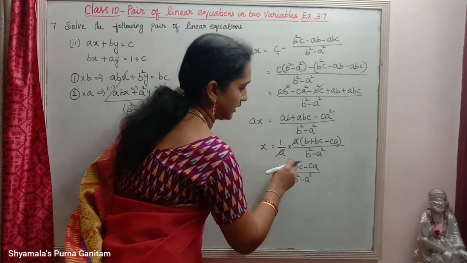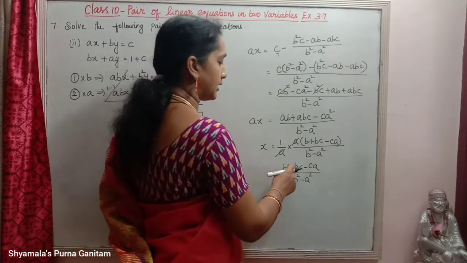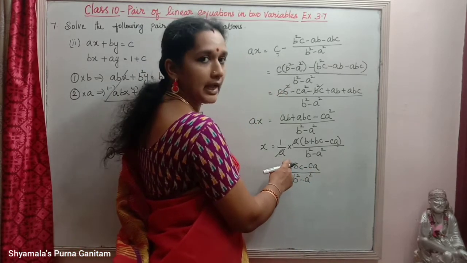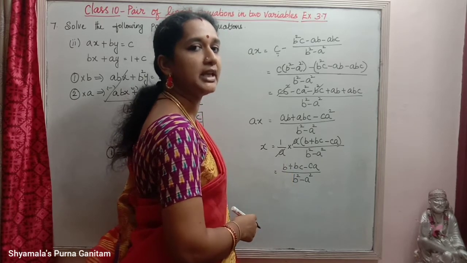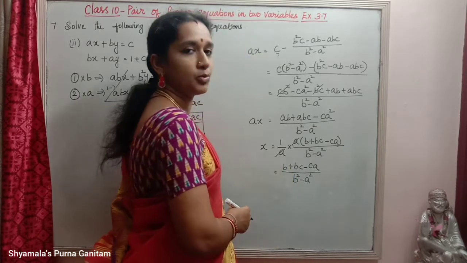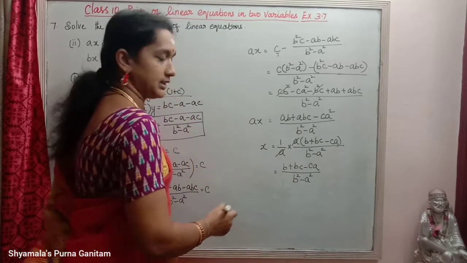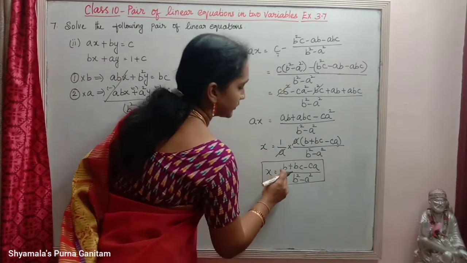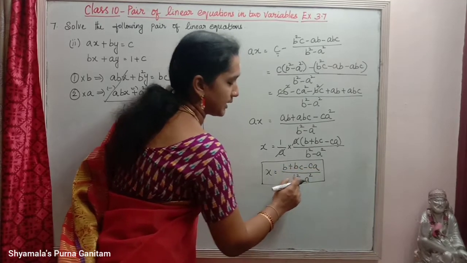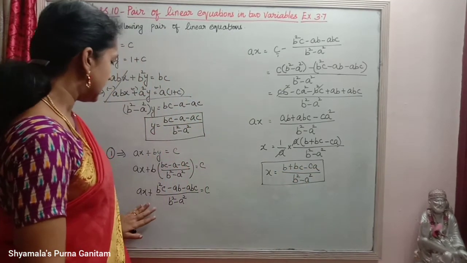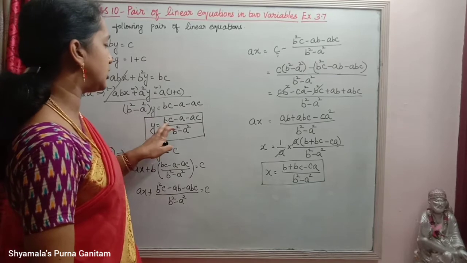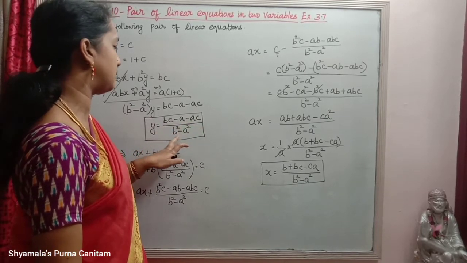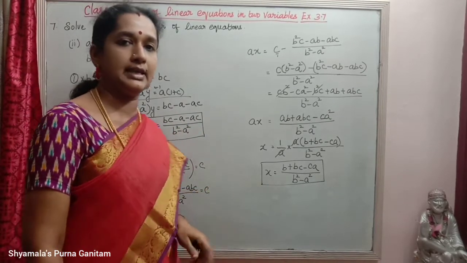In this further few things can be taken common. That is, if you take b as common here, we will get it as b into 1 plus c in the numerator, or we can leave it as it is. So this is the x value. x is equal to b plus bc minus ca by b squared minus a squared. y value is bc minus a minus ac by b squared minus a squared.